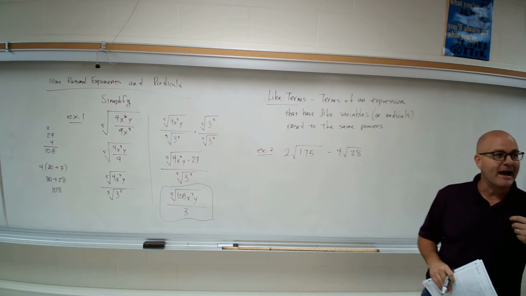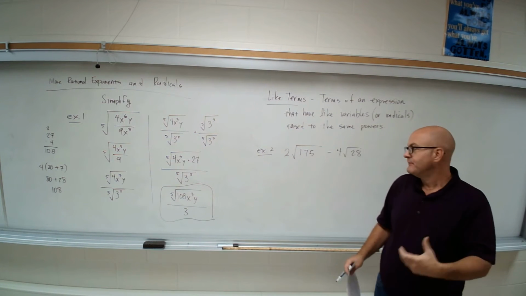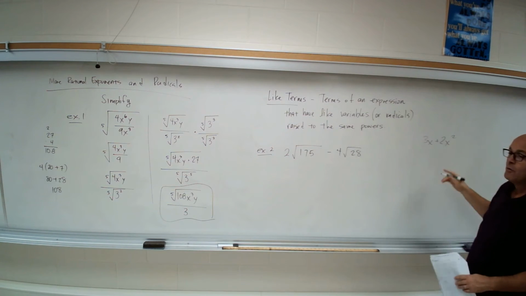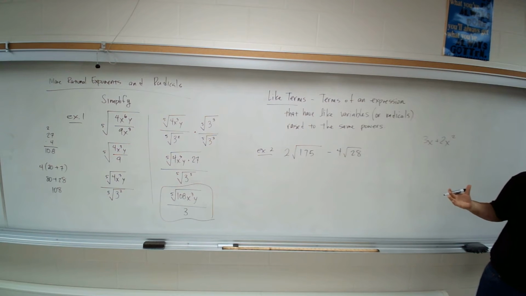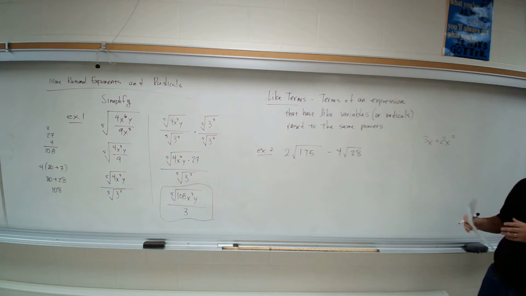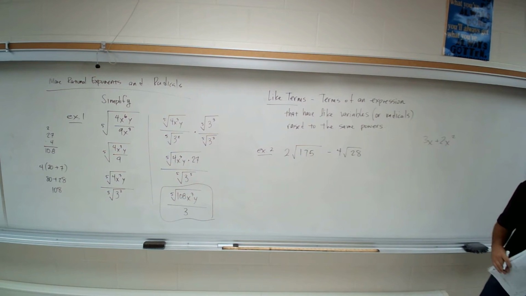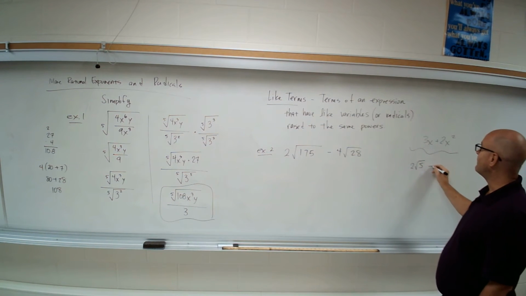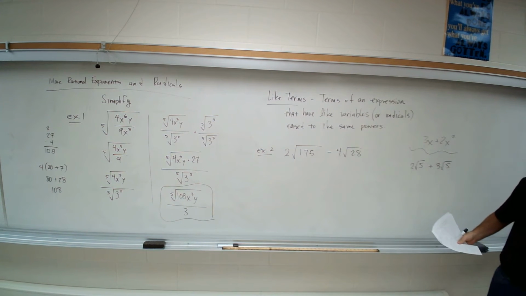This is like back in Algebra 1. If you have 3x plus 2x squared, you all know that we can't add those together, correct? Because they're unlike terms. Even though they have the same variable, they have different powers. It doesn't work. Well, radicals behave the same way. So if I have 2 square roots of 5, and then I have 3 more square roots of 5, guess what we end up with?